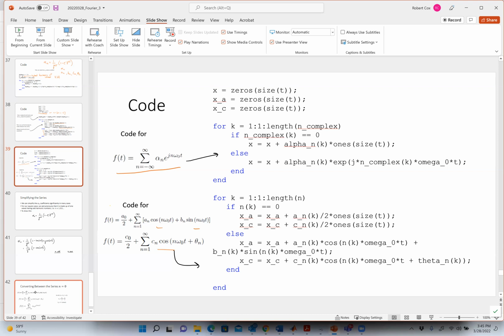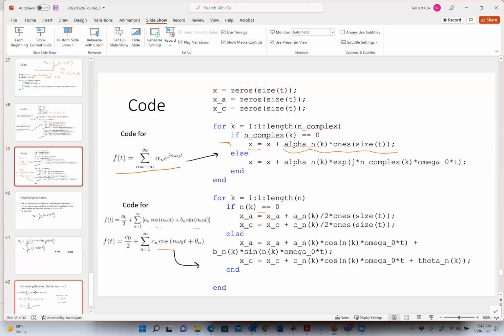Now notice the thing that I did differently is in both cases, both for the complex and for the other versions of the series, notice what I did here. Again, I checked to see if n equals 0. Now, what am I doing in the n equals 0 thing? Well, that's the DC term. So I'm basically saying x equals x plus, what am I doing here? What is that statement there doing?